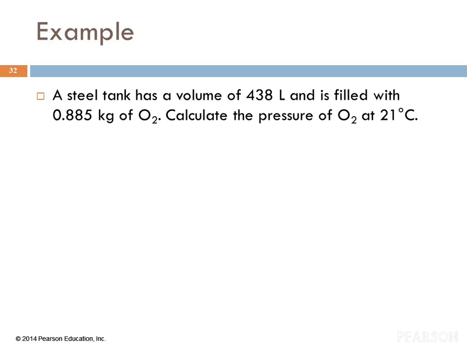So let's do an example. A steel tank has a volume of 438 liters and is filled with 0.885 kilograms of oxygen. Calculate the pressure of oxygen, not oxygens, oxygen at 21 degrees Celsius. So let's pretend that we're clueless and we're looking at this and going, I don't know what to do, right? Make a table. The table works for everything.